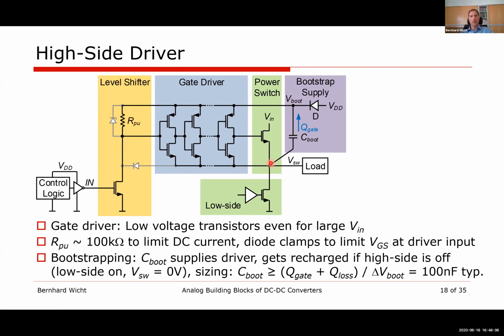So in the end, it needs to deliver the gate charge of the high side device plus any other DC current, like in the level shifter. And from that, we can calculate the sizing basically by the charge balance at this node. We can calculate the capacitance value. Typically we reach values of 100 nanofarads, which also indicates that we cannot integrate those on chip. They need to be placed externally. So in most DC-DC converter ICs, we have a dedicated pin, which is called BOOT or BST for bootstrap, and so on.